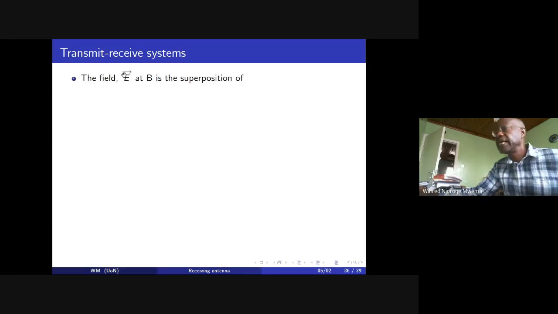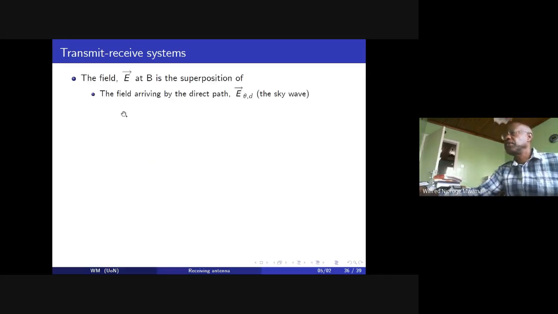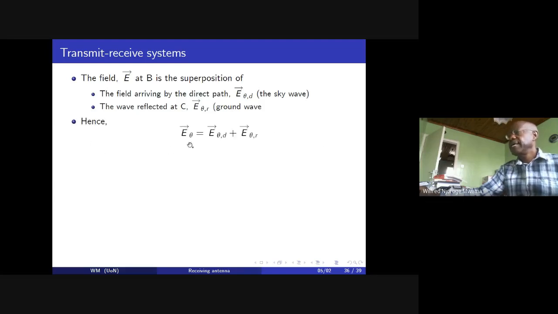So the field E at B will be the superposition of the electric field arriving by the direct path, which we shall call E theta D, and this is usually referred to as a sky wave. Then we have a wave reflected at C, which will give E theta R, and this is usually referred to as the ground wave. Hence, E theta at B is given by the direct electric field plus the electric field due to the reflected wave.